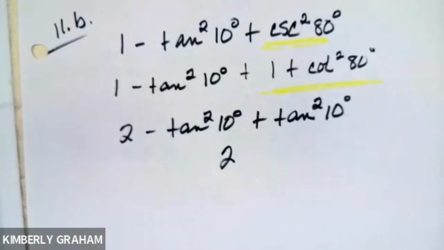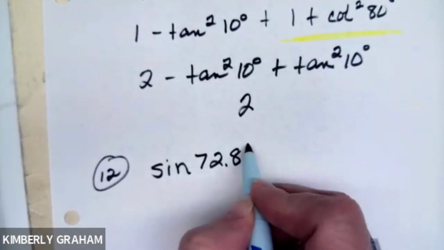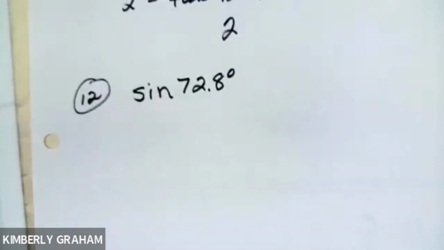All right, the next set of problems, the directions say to use a calculator to determine each of the following and round to 2 decimal places. So I have the sine of 72.8 degrees that I need to deal with.